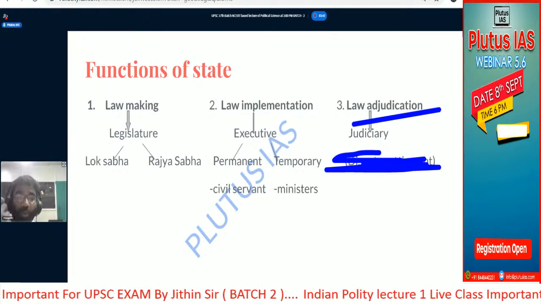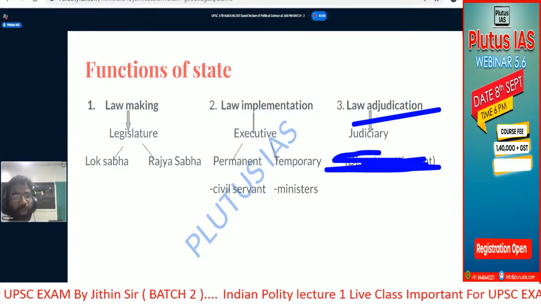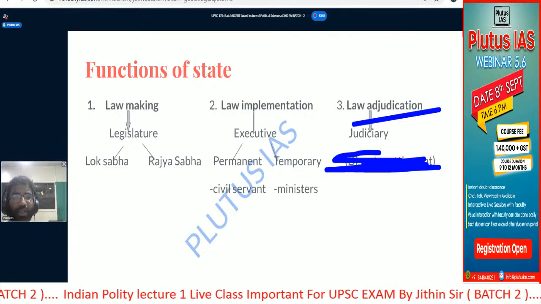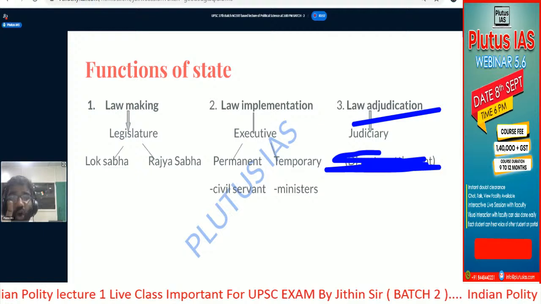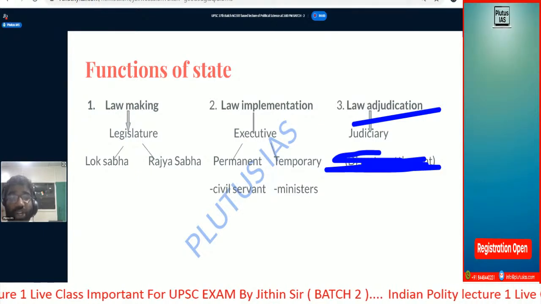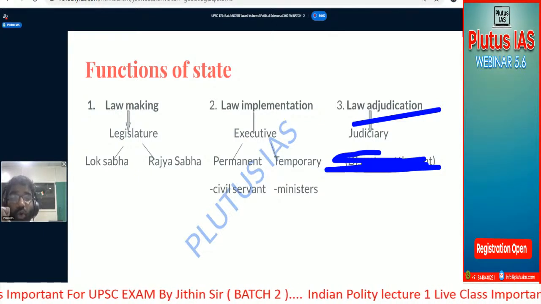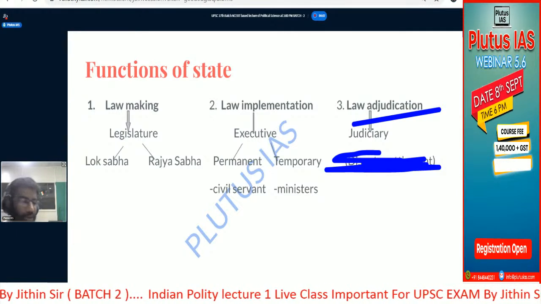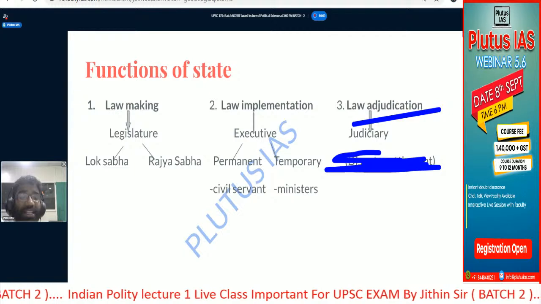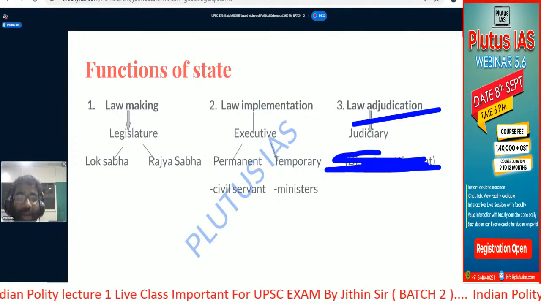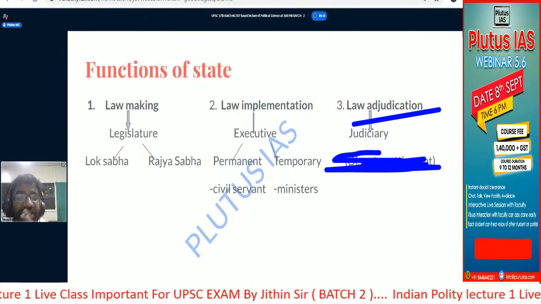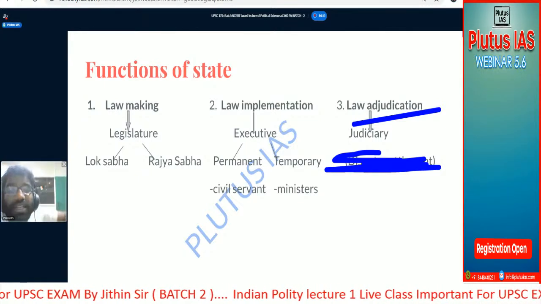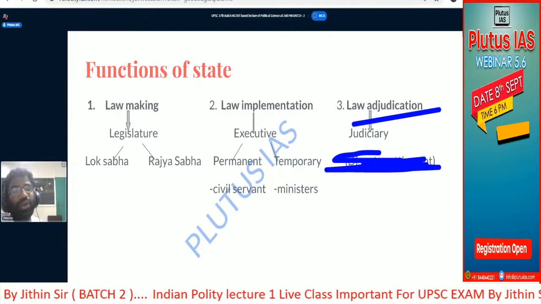But where will they go to settle their issue? The Honorable Supreme Court of India, High Court, or any subordinate court, they will go to settle their issue. And law adjudication is the function of judiciary. Judiciary includes all the courts in India. All the courts settle the disputes. It is majorly for dispute settlement. The third function of the state, which is law adjudication, means dispute settlement, and it is carried out by judiciary.